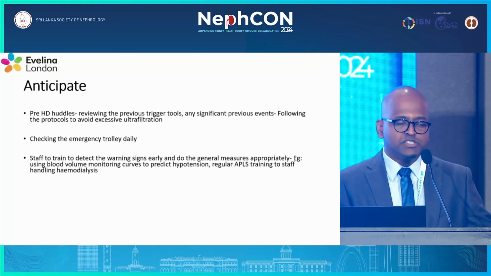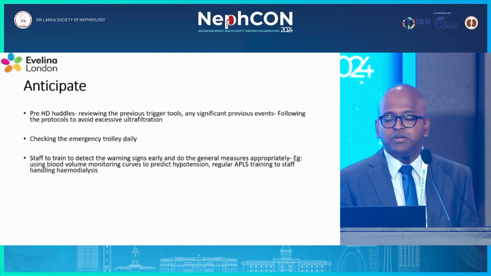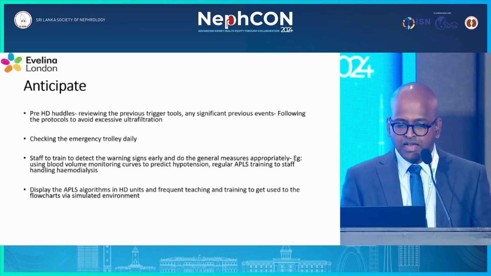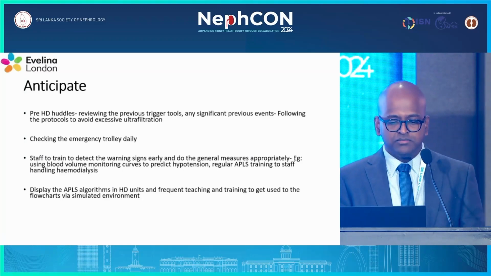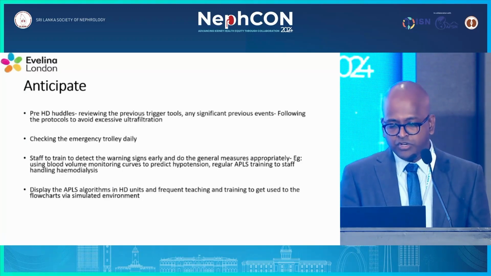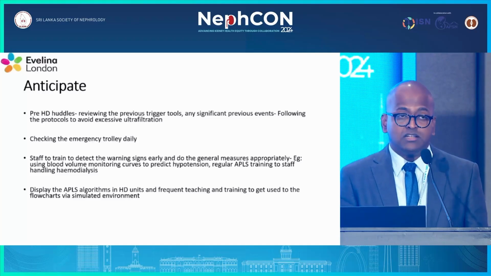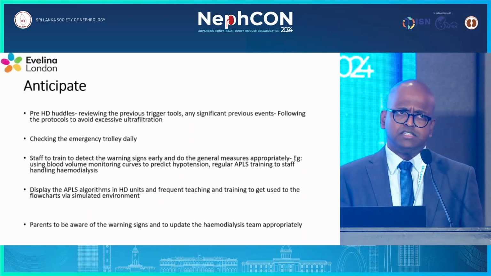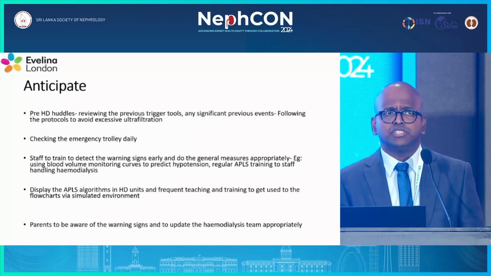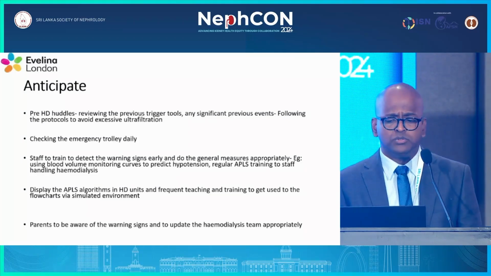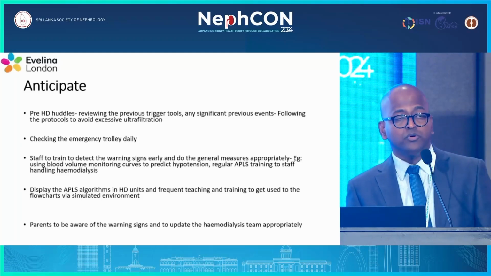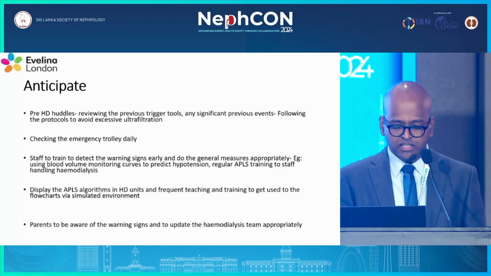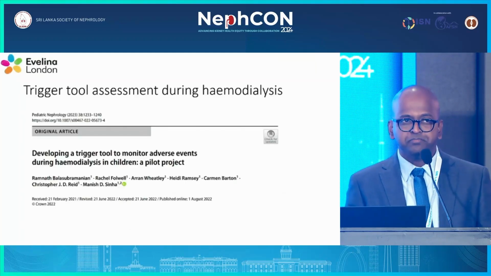For example, we can use blood volume monitoring, as we said, and regular APLS training for our staff dealing with these hemodialysis patients. And we could display the APLS algorithms in the hemodialysis unit with frequent teaching and training, and the flow chart in a simulated kind of environment. And obviously, we need to involve the parents as well, because if an anuric child is coming repeatedly with fluid overload, parents need to be on board and look at the signs at home as well and update the hemodialysis team appropriately.